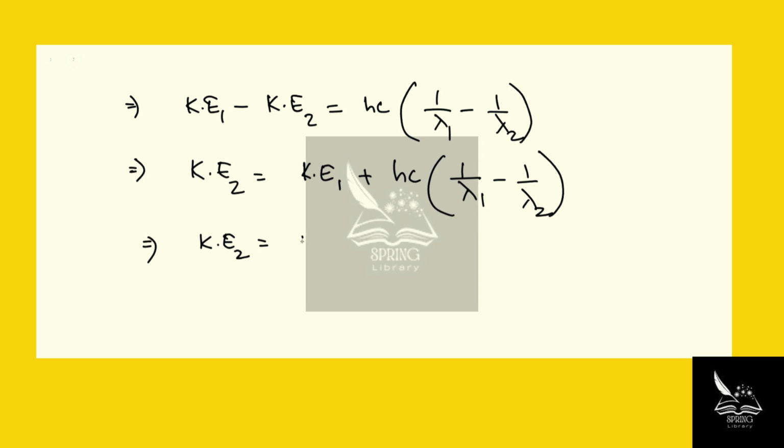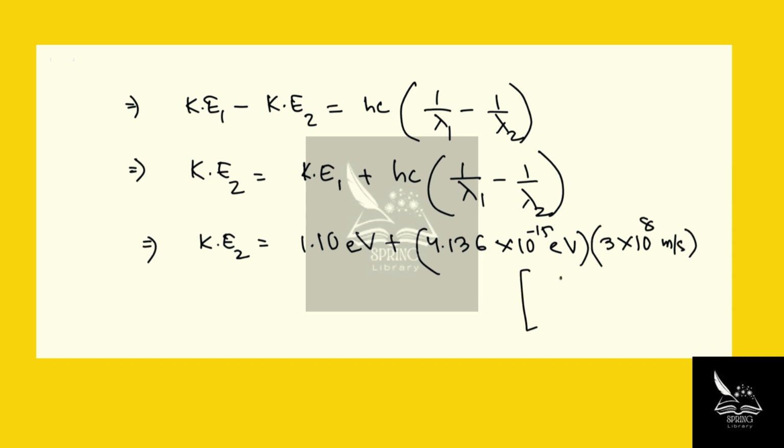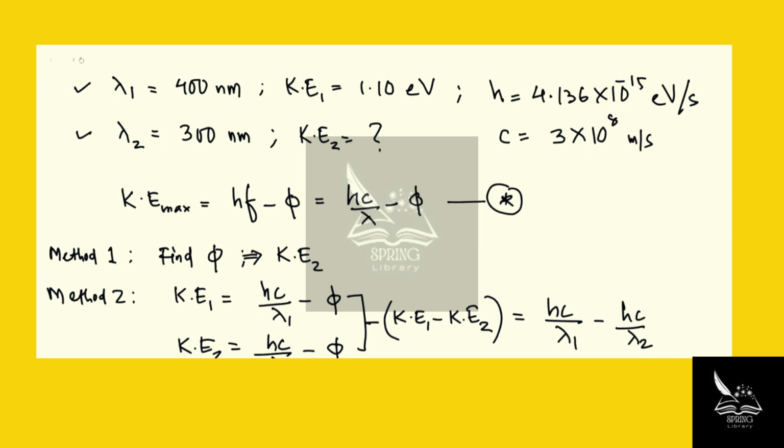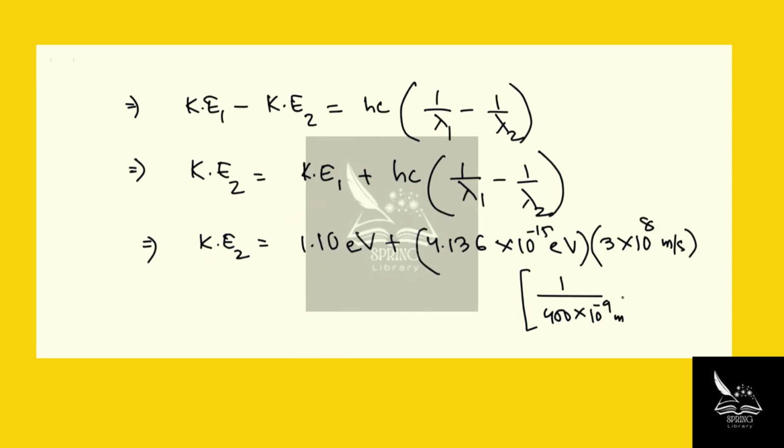So let me just write the whole thing. So we have H to be 4.136 times 10 to the power minus 15 electron volt seconds. Then you have C, which is 3 times 10 to the power 8 meter per second. Then you have 1 over lambda 1, which is 400 times 10 to the power minus 9 meter. Then lambda 2, which is 300 times 10 to the power minus 9 meter.